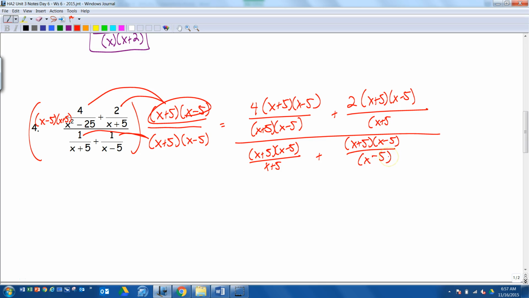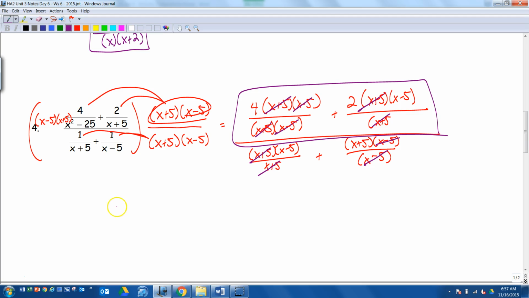So here's what happens. Because we multiply by the LCD, all these mini fractions will cancel out and turn into just a fraction. So for example, in this piece here with the 4, both these go away, you're left with just 4. Here, you're left with a 2 times x minus 5. Here, you're left with an x minus 5. Here, you're left with an x plus 5.